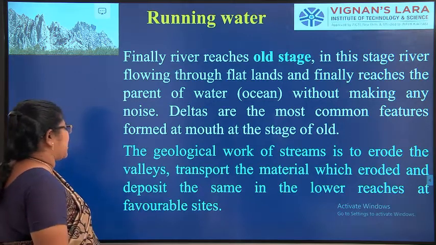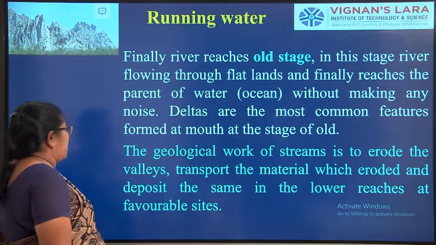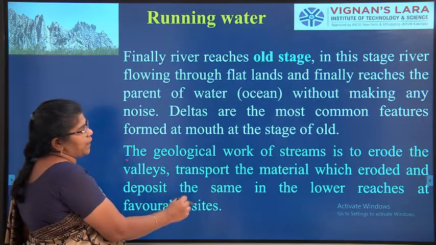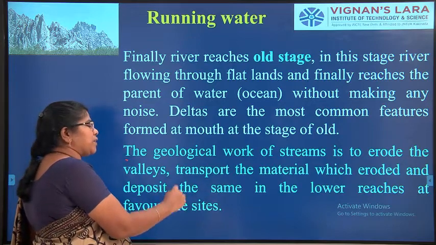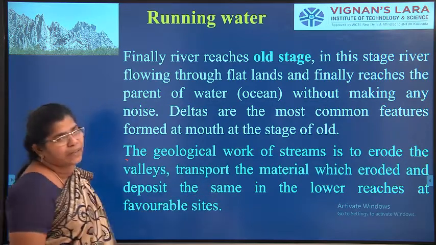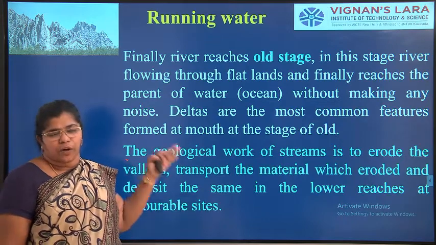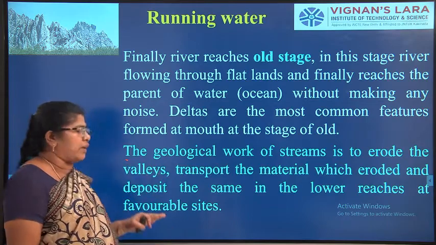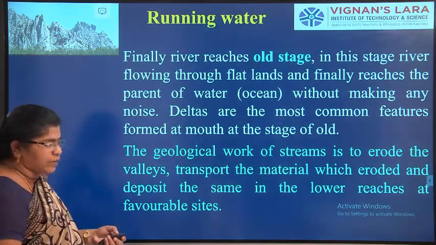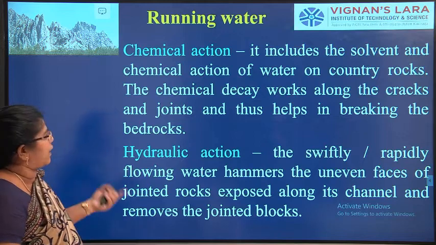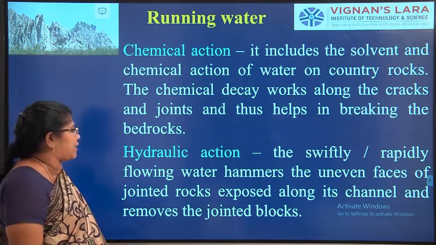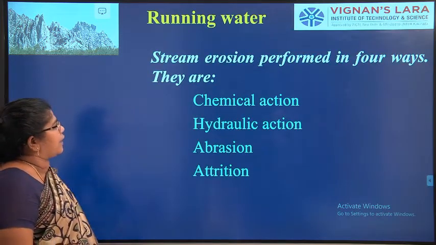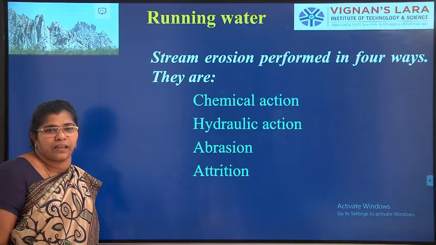The main thing is that the geological work of streams is to erode the valleys, transport the eroded material and deposit it in the lower reaches at favorable sites. These are the three stages, but all three are confined to the transportation of materials. That is one of the natural erosion or weathering actions. The action that takes place because of this is stream erosion, or river erosion.